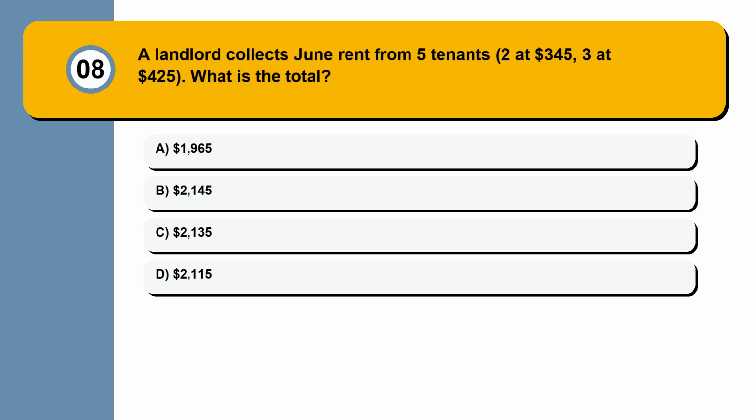Question 8. A landlord collects June rent from 5 tenants, 2 at $345, 3 at $425. What is the total? $1,965, $2,145, $2,135, $2,115.